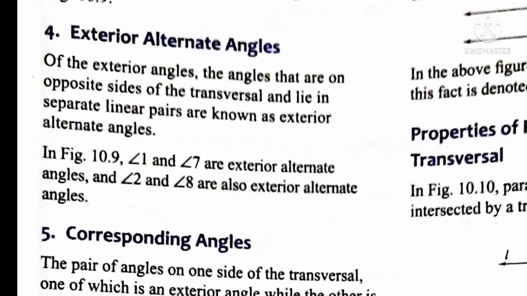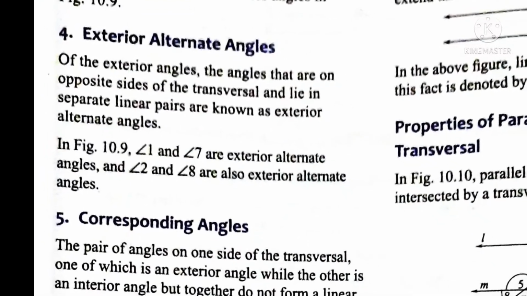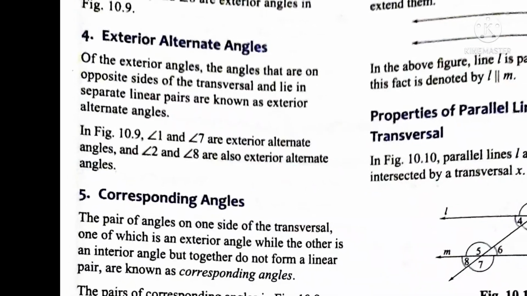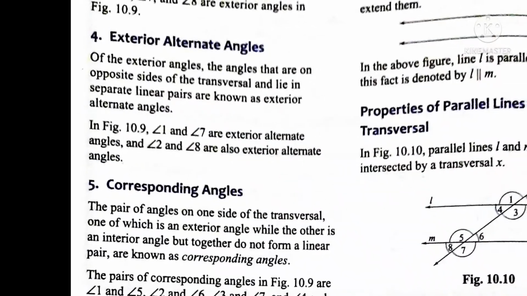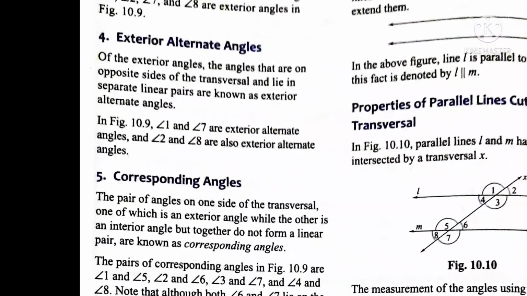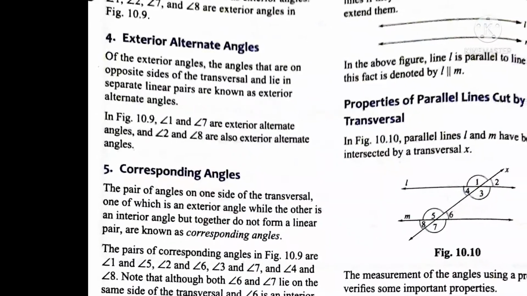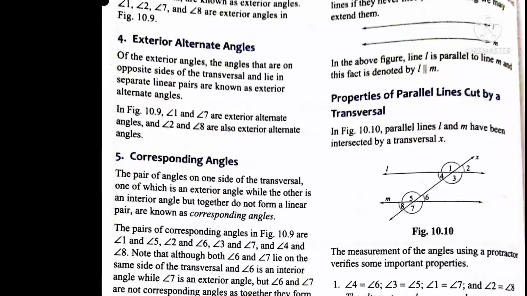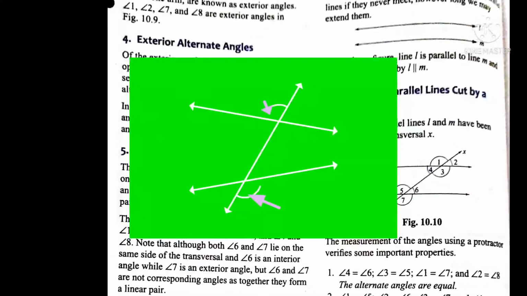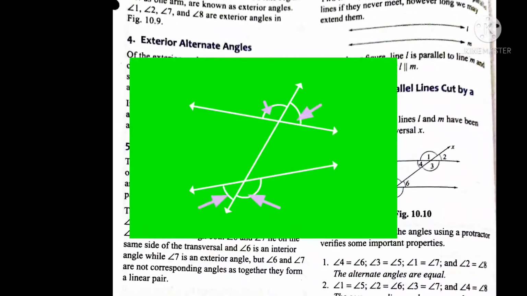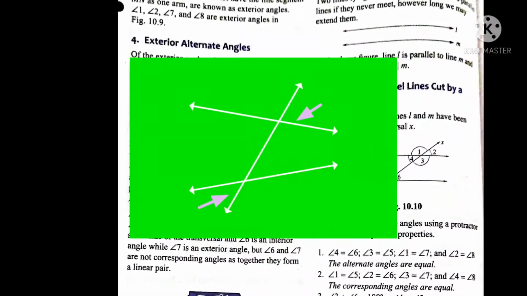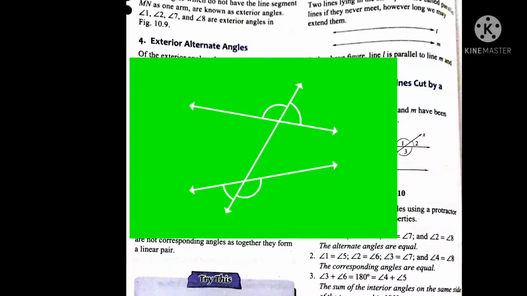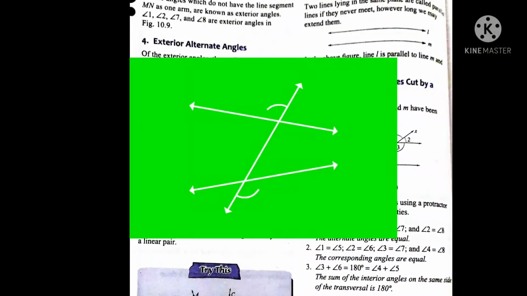Next, I already told you what exterior angles are. So come to exterior alternate angles. You can see in the diagram angles 2 and 8, they are exterior alternate angles. Similarly, angles 1 and 7 are exterior alternate angles. So students, you can see in this short video the pair of exterior alternate angles.